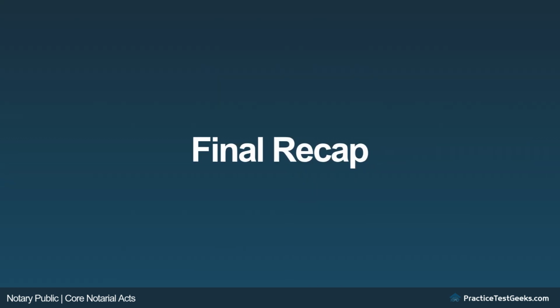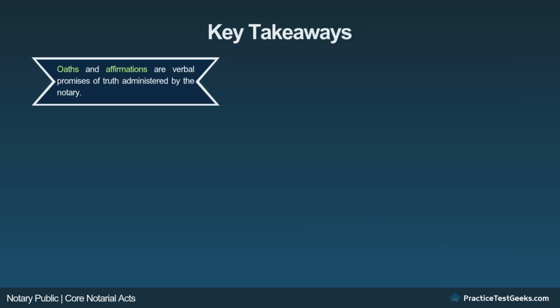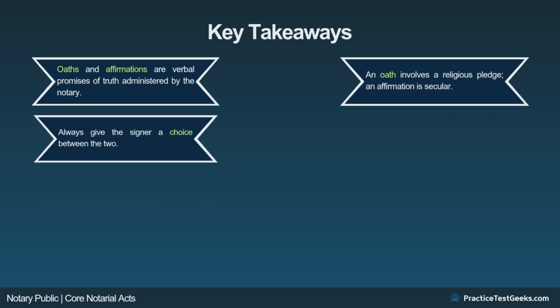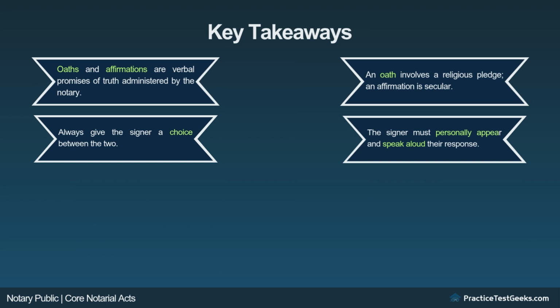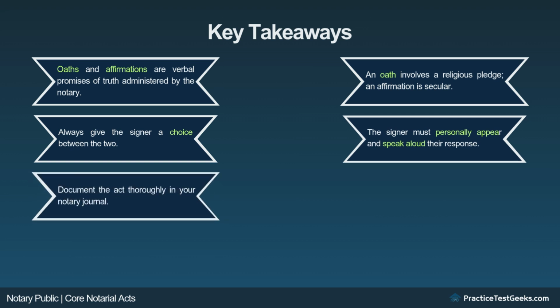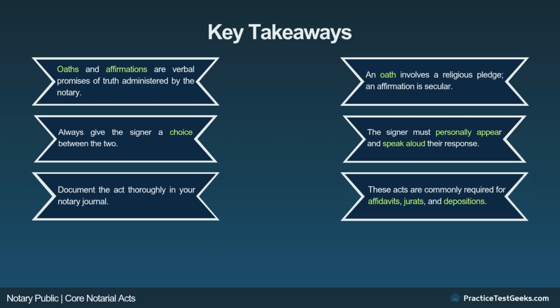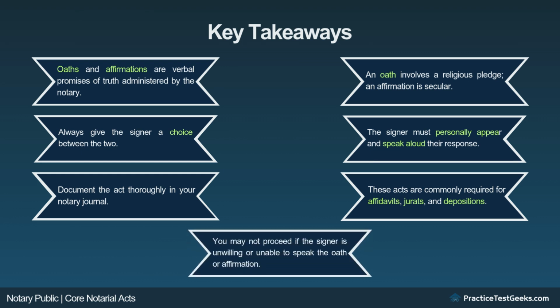Final recap. Here are some key takeaways we have learned from this lesson. Oaths and affirmations are verbal promises of truth administered by the notary. An oath involves a religious pledge. An affirmation is secular. Always give the signer a choice between the two. The signer must personally appear and speak aloud their response. Document the act thoroughly in your notary journal. These acts are commonly required for affidavits, jurats, and depositions. You may not proceed if the signer is unwilling or unable to speak the oath or affirmation.